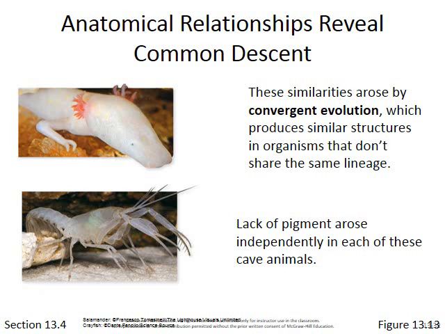So this similarity that's taking place is still analogous. They're not related. They just happen to be in similar environmental pressures and dealing with it similarly. This is considered convergent evolution, where these similarities are arising in different organisms because of environmental pressures. And it produces similar structures in the organisms, but they do not share a lineage.